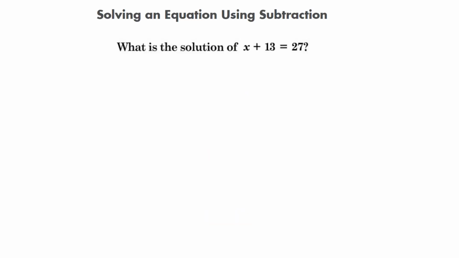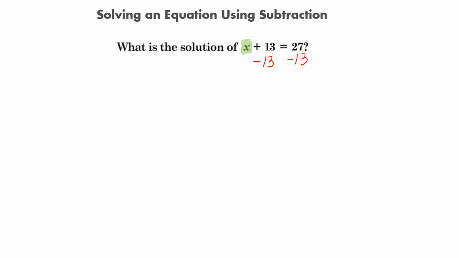All right, so let's look at an example here. What is the solution of x plus 13 equals 27? So the variable x is being added to the 13. So we need to isolate the x, get it by itself. Well, that means we have to get rid of the positive 13. We have to undo the addition by subtracting 13 on both sides.